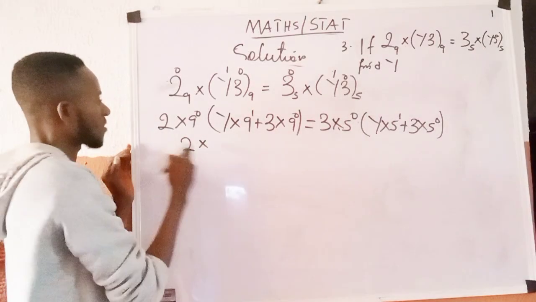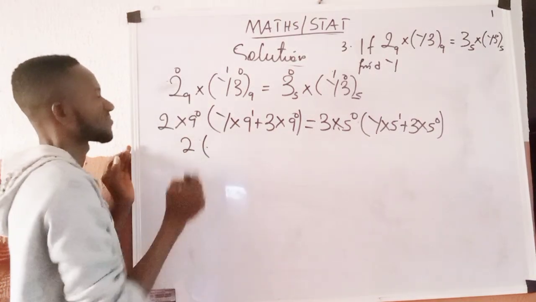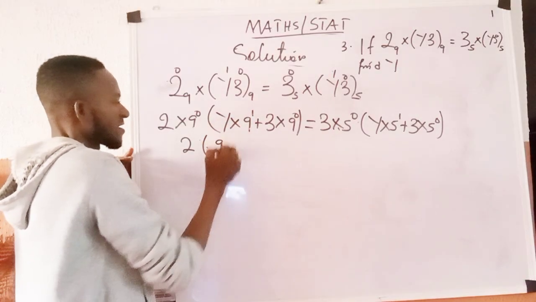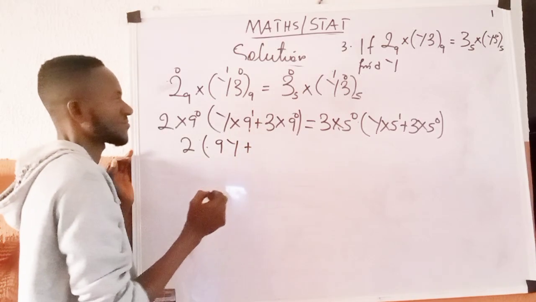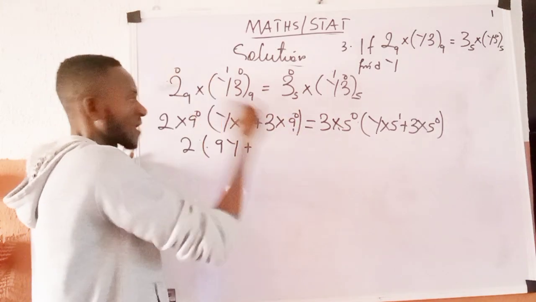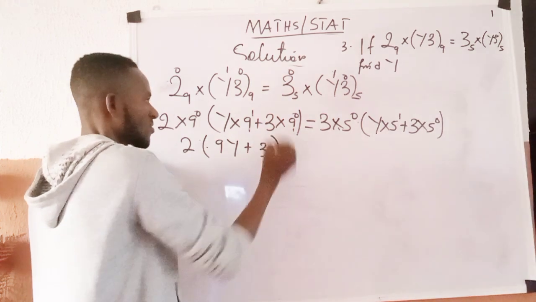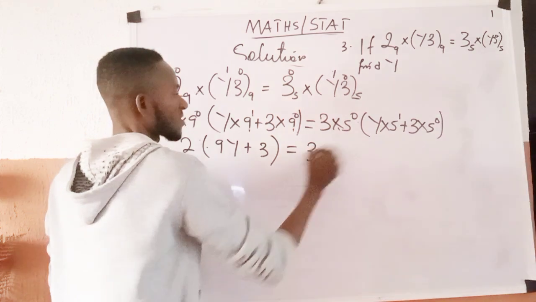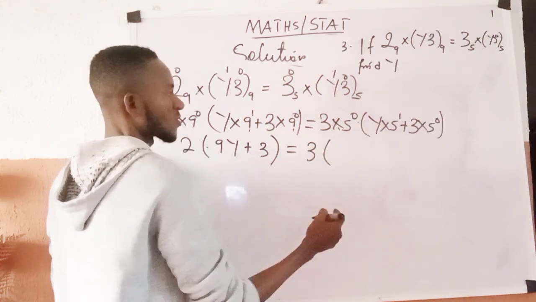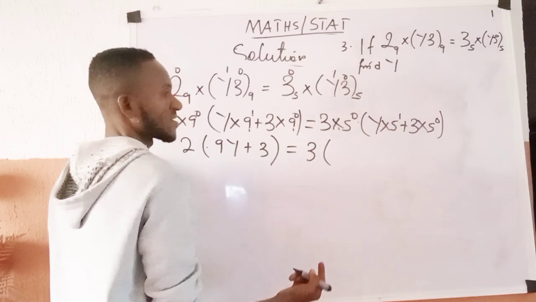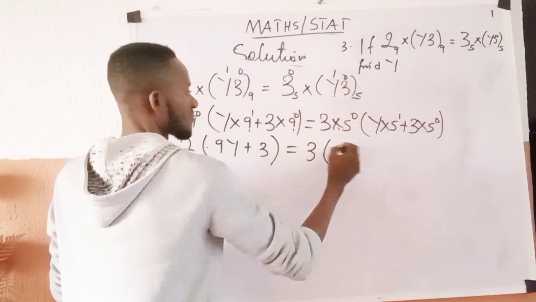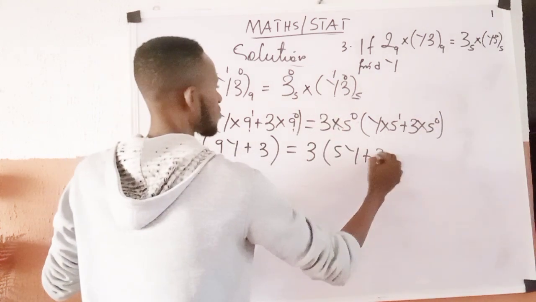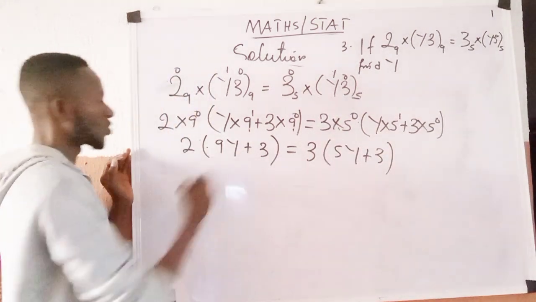So what we have here becomes 2, then I'll open a bracket. Here, anything raised to power 1 is itself. So here is 9, so I have 9 times y, which is 9y. The sign here is plus. Anything raised to power 0 is 1, so you have 3 times 1, which is 3. Close the bracket, equals. Anything raised to power 0 is 1, so you have 3 times 1, which is 3. Open the bracket. So you have here y, and anything raised to power 1 is itself, so here is y times 5, which is 5y, plus. Here anything raised to power 0 is 1, so you have 1 times 3, which is 3. Close the brackets.